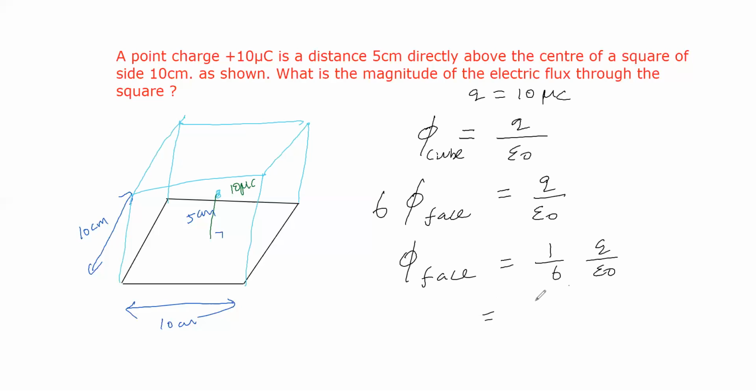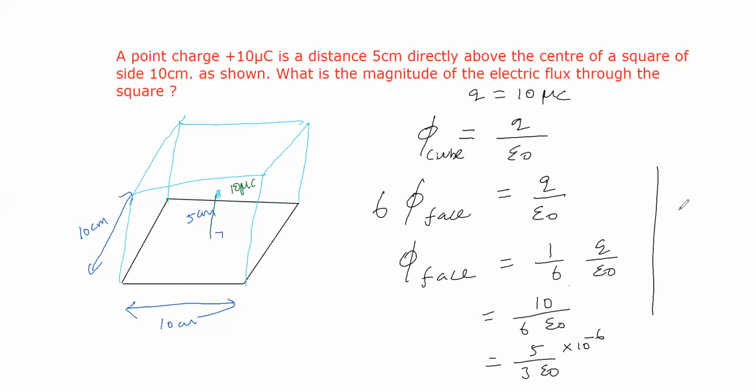Here Q we have to substitute as 10, and this 6 is there. This epsilon naught value, you know the value. Okay, now see here, if we cancel this 10 and 6, we are getting 5 by 3 epsilon naught. Since microcoulomb is given, we take 10 power minus 6.